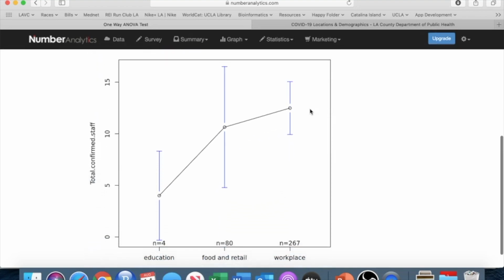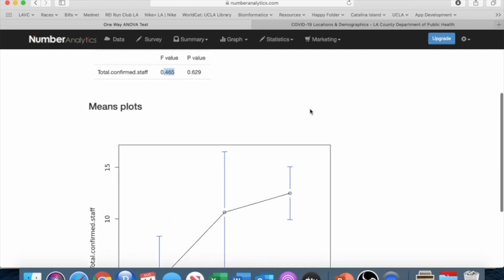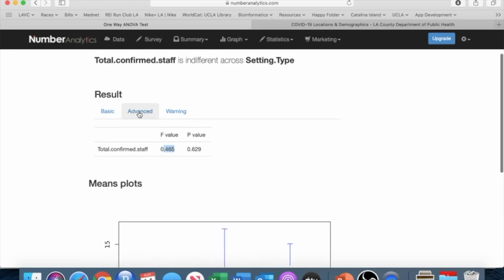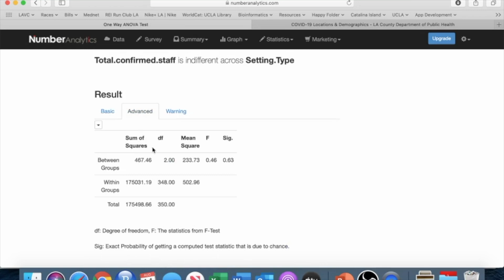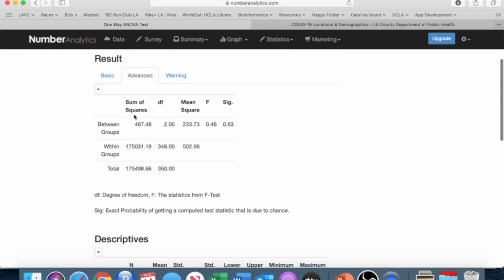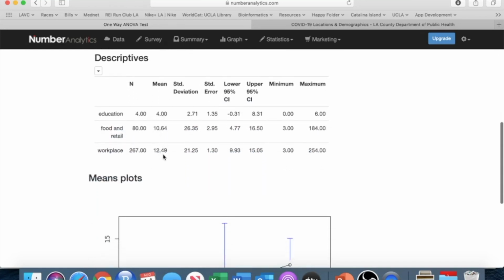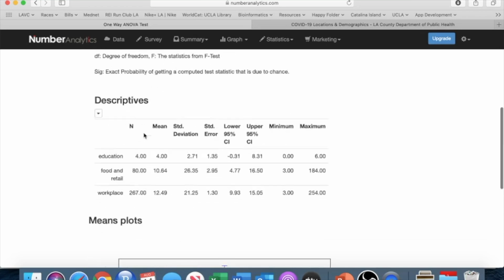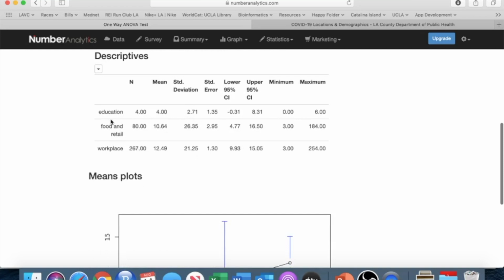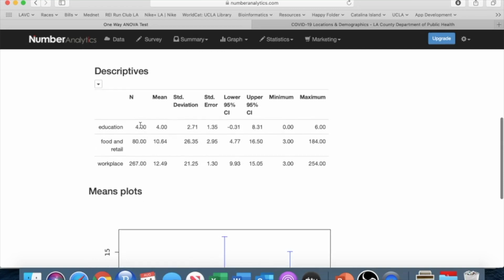So if we did have a significant F value, what I would do then is go to advanced, and it will show, okay, so then we want to look at this too, but I would look at the means, look at the standard error, look at the standard deviation. Already, the standard deviation and standard error are much larger for food and retail and for workplace, but very small for education. And I think it's because I had so few in education.